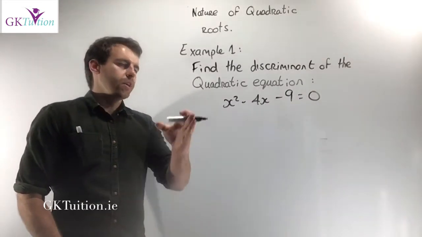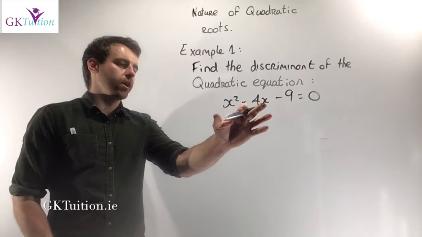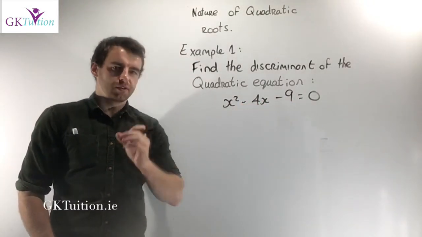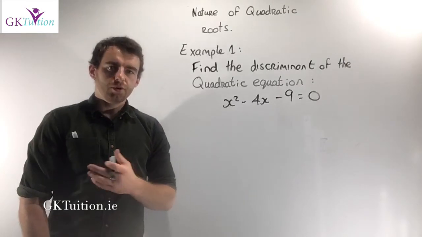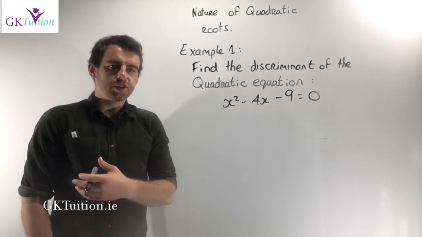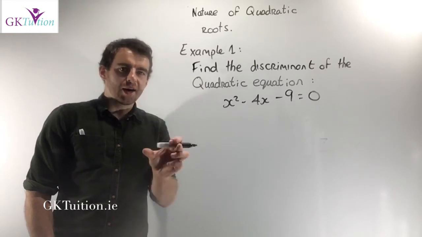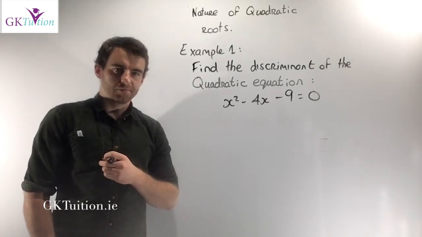quadratic. Imagine I gave you the quadratic equation x squared minus 4x minus 9 equals 0, and I asked you to find the discriminant of the quadratic equation. You've found the discriminant of quadratic equations. You've been finding it since third year. It's part of the minus b formula.